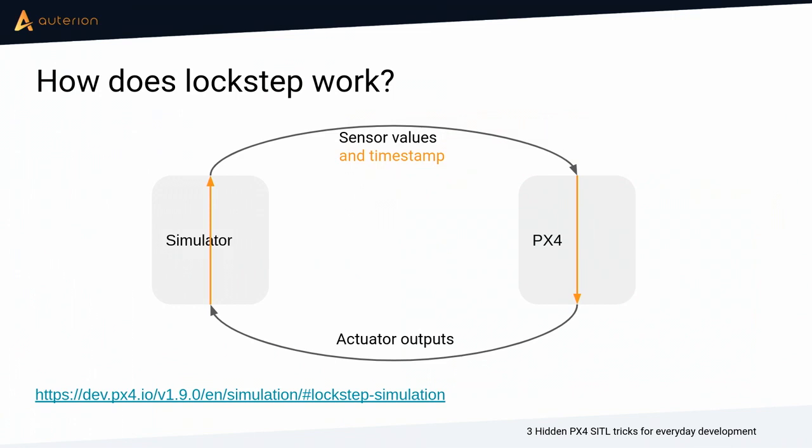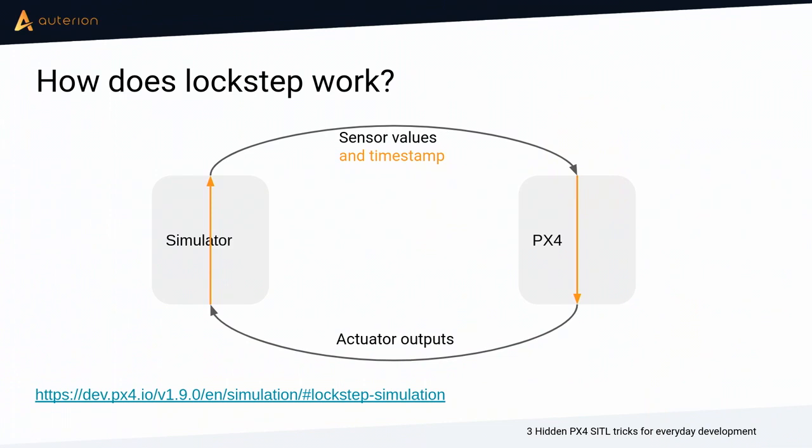So how does lockstep work? Basically, the simulator and PX4 now run in lockstep. What that means is that the simulator sets the time. So it sends sensor values, including a timestamp. And that timestamp then drives PX4. So if no new timestamp is coming, PX4 doesn't do anything. It is basically stuck waiting on the time progressing. Once PX4 sends a new actuator output back to, for instance, Gazebo, then the simulator does another step. So they both wait on each other. One sample goes round and round.